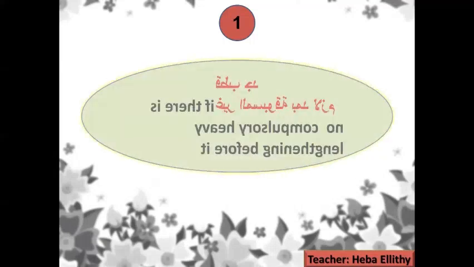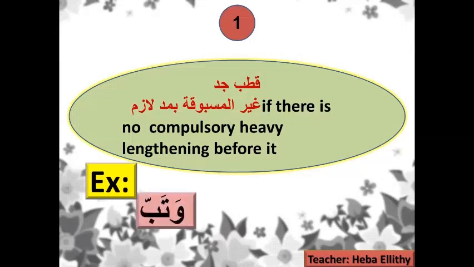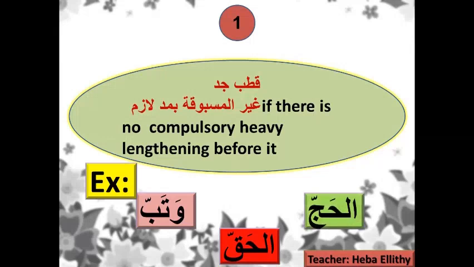Right now we will explain the letters of قطب جد in the nabr case. قطب جد letters, if there is no مد lazem, compulsory heavy lengthening, before it, like what? Example, وتب, we don't make nabr here. وتب. الحق. الحج, we don't make any nabr here. We don't say الحق, we don't say وتب, this is wrong. Okay, why don't we do that?